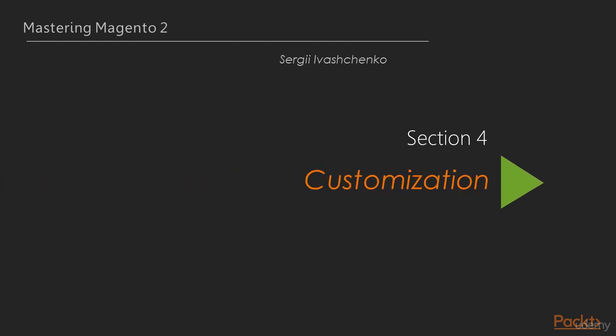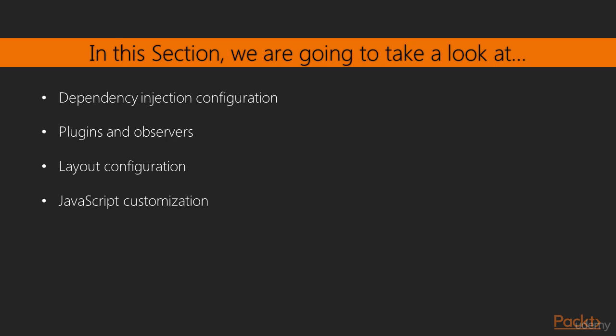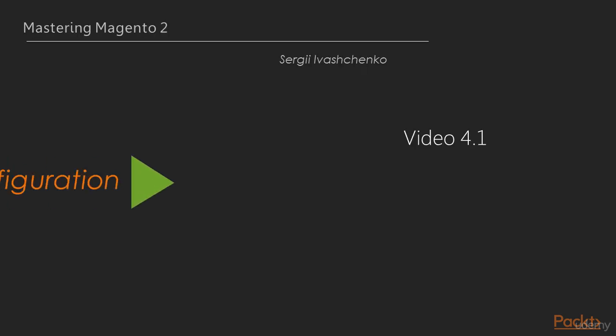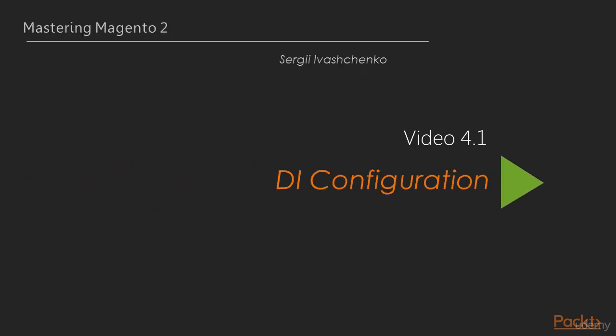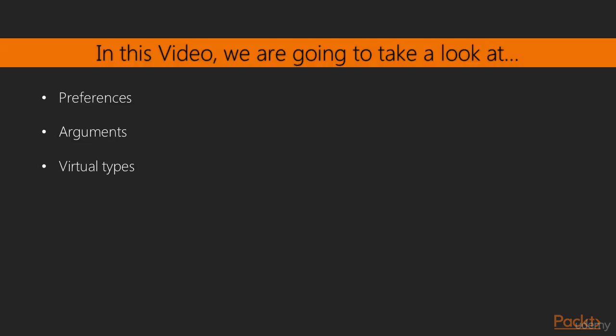Fourth section of the Mastering Magento 2 course: Customization. In this section, we are going to take a look at dependency injection configuration, plugins and observers, layout configuration, and JavaScript customization. The first video of this section is dependency injection configuration, and in this video we are going to take a look at preferences, arguments, and virtual types.